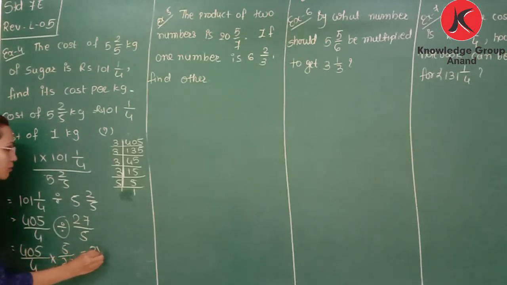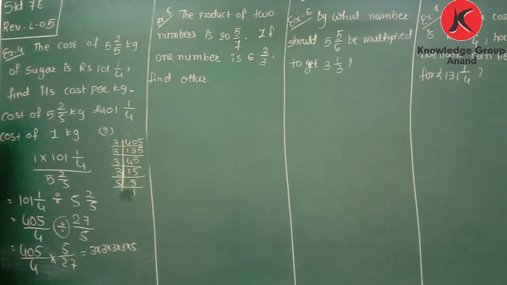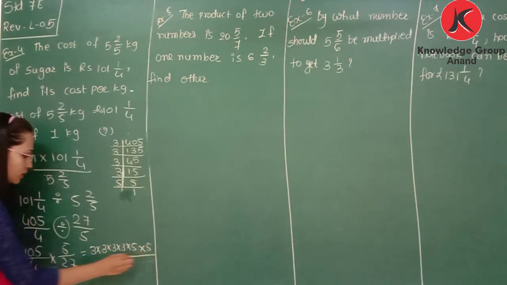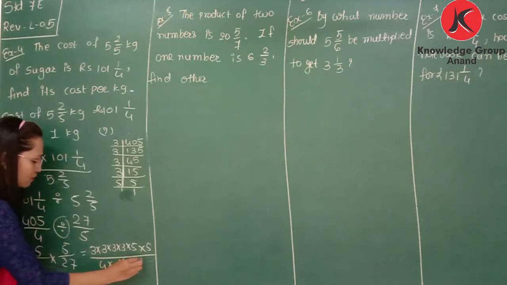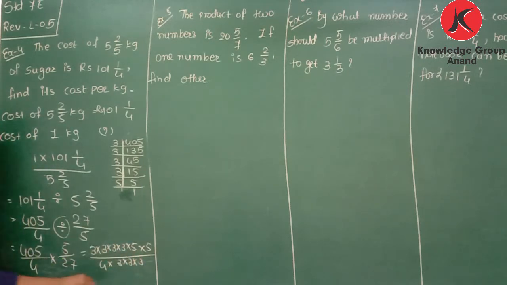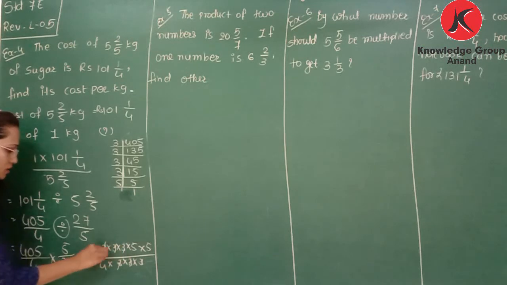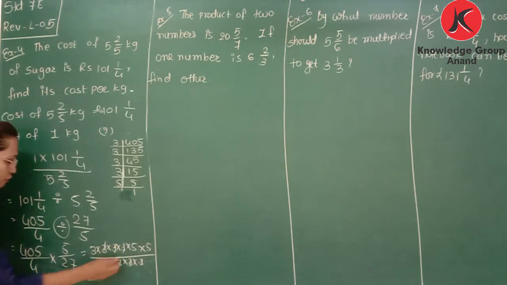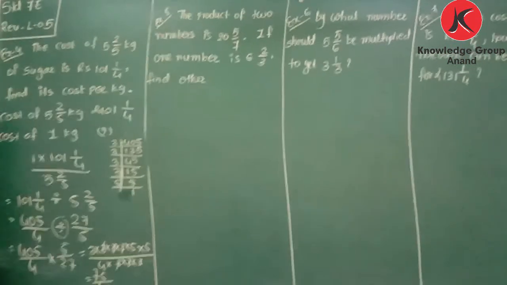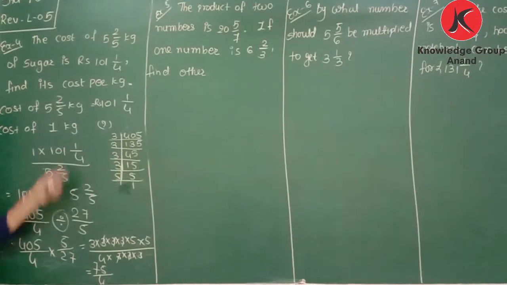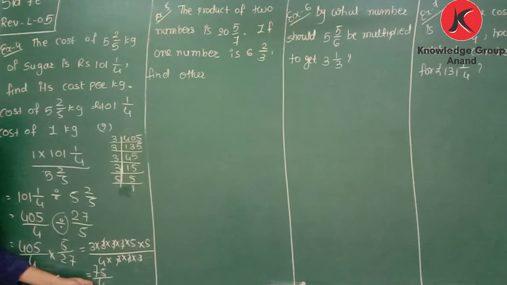So we can write 3 multiply 3 multiply 3 multiply 3 multiply 5. 5 is as it is. Divide by 4, and the factor of 27 is 3 threes are 9, 3 9s are 27. So you can cut this. 5 5s are 25, 3s are 75 by 4. So the cost of 1 kg of sugar is 75 by 4 rupees.